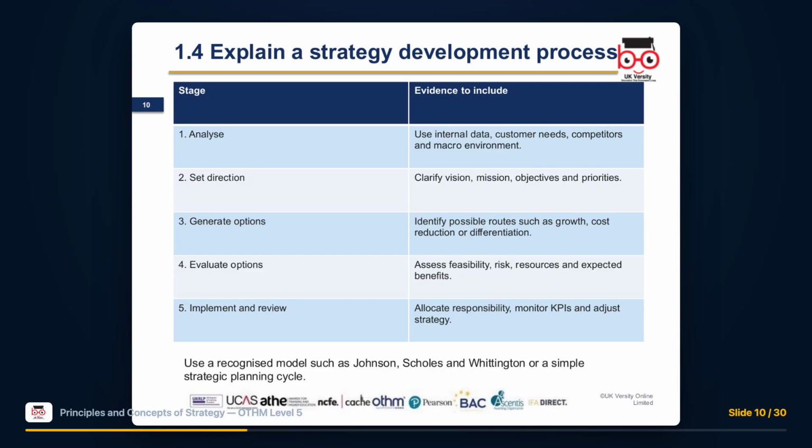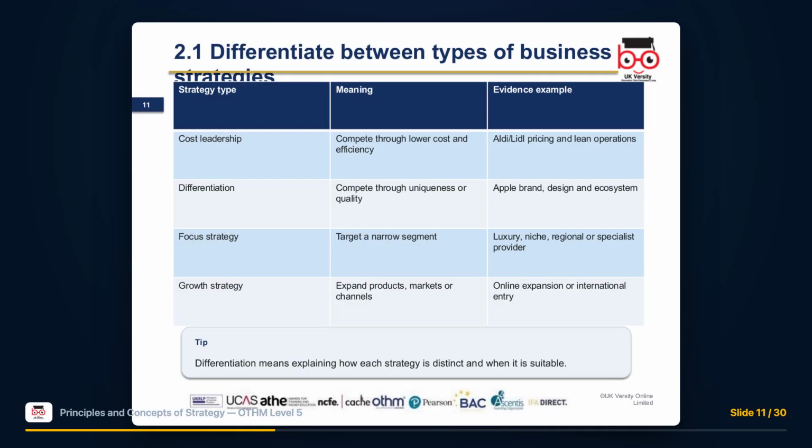For Criterion 1.4, explain a strategy development process. First, analyze, using internal data, customer needs, competitors, and the macro environment. Second, set direction, clarifying vision, mission, and objectives. Third, generate options such as growth, cost reduction, or differentiation. Fourth, evaluate options for feasibility, risk, and benefit. And fifth, implement and review, allocating responsibility and monitoring KPIs. Use a recognized model such as Johnson, Scholes, and Whittington.